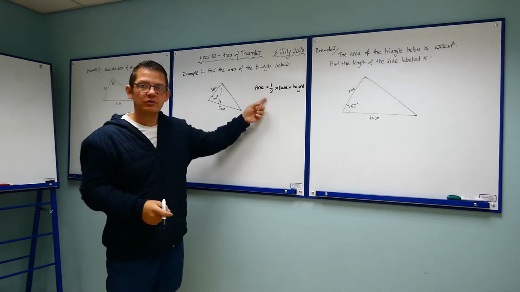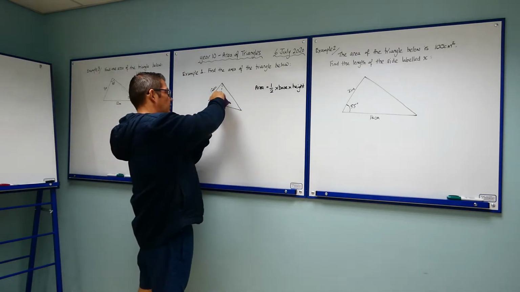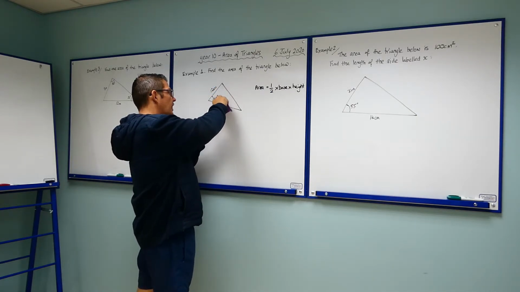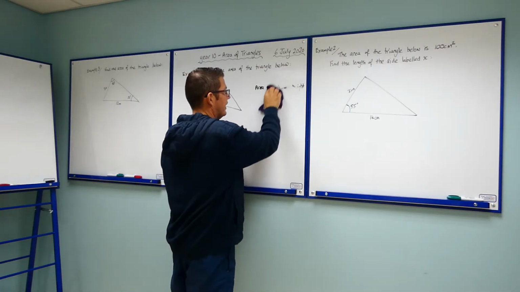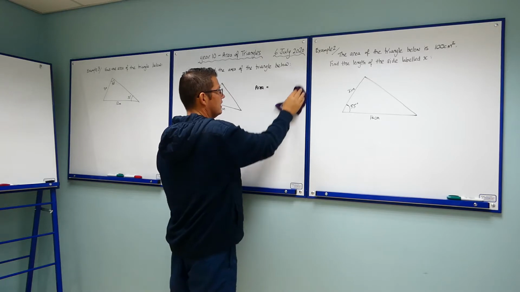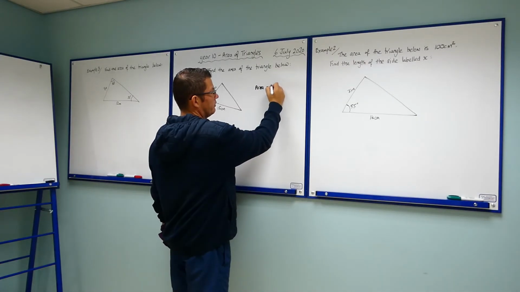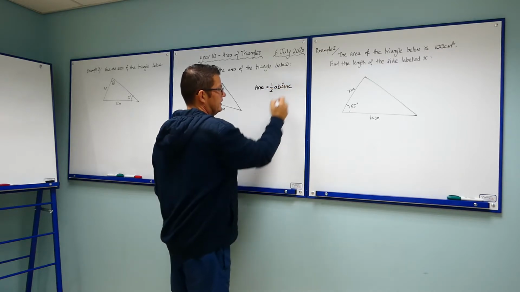So I can't use this formula, and we have to use an alternate version. I'm just going to take that little bit off so it's not too confusing. The formula that we use, slightly different here, is not half times base times height, but instead it's as follows. The area of a triangle, we can now use this for any triangle, a half AB sine C.